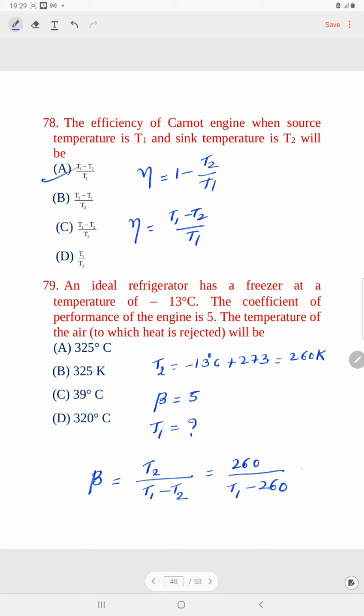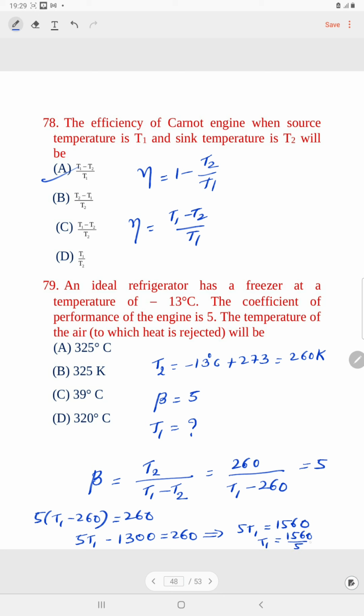And you know beta value is 5. Cross multiply it. 5 into (T1 minus 260), it is 5 T1 minus 1300 is 260, which means 5 T1 is 1560. Then T1 is 1560 divided by 5. It is going to be 312 Kelvin.